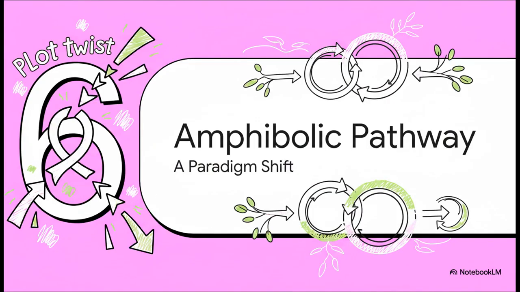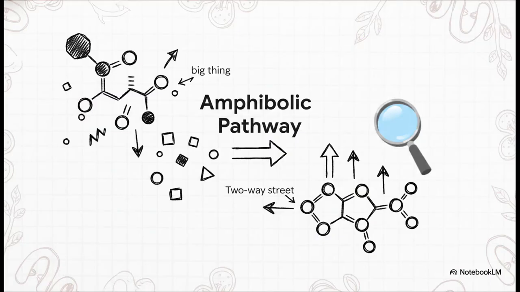Which leads us to Section 6, a paradigm shift with the amphibolic pathway. Get ready to kind of flip how we view this whole respiratory process we just walked through. Up until now, we've talked about respiration like it's purely destructive, right? Catabolism. Taking big things and smashing them down. But modern biology recognizes that it's actually amphibolic. This means the pathway is a two-way street.